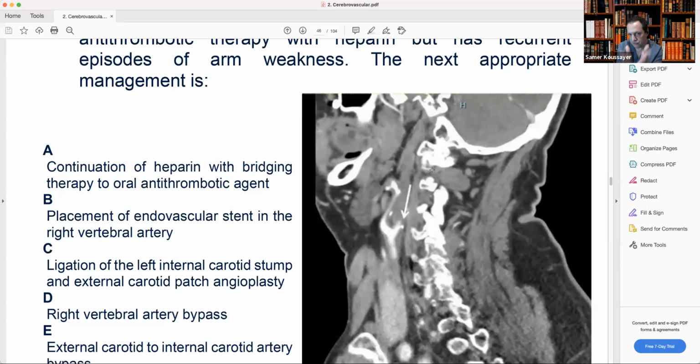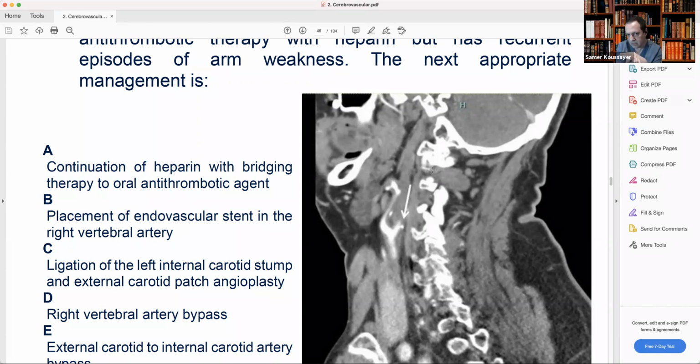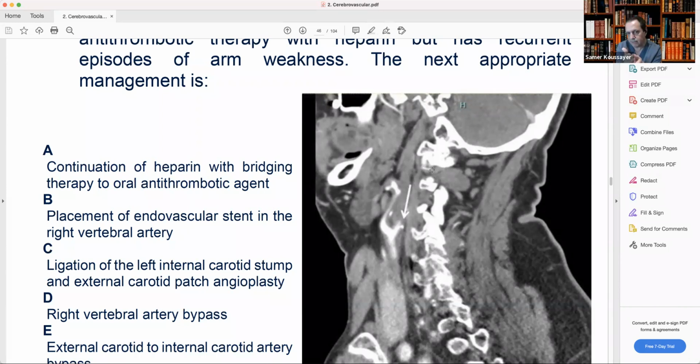And if there's any problem in the external, you fix it, because now the external is the source of your TIAs. Now the external is important. Because you're getting TIAs, that means you have good collaterals, so the external is important because it gives collateral to the brain. If there were no collateral to the brain, then he wouldn't get TIAs. So two things: the external is important because it's giving blood supply to the brain through the collaterals, and if there's any stenosis in the external, it's not enough just to ligate the stump, you have to fix it also. All right?